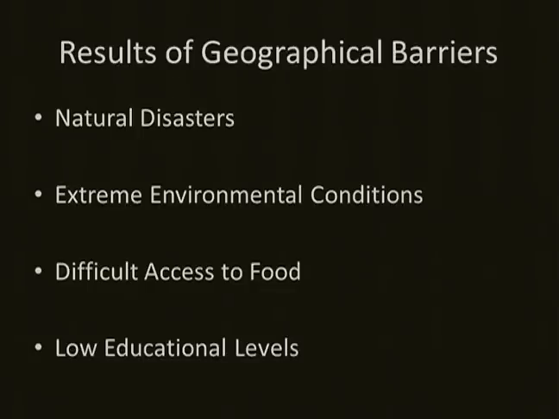When we look at geographical barriers and people that live in places that are very isolated, they are typically very drastically affected by things such as natural disasters. When you have a major weather event happen, and you're already in an isolated place, it compounds the problem and you become even more isolated. You also tend to see pretty extreme environmental conditions, so either very, very hot conditions or very, very cold conditions.